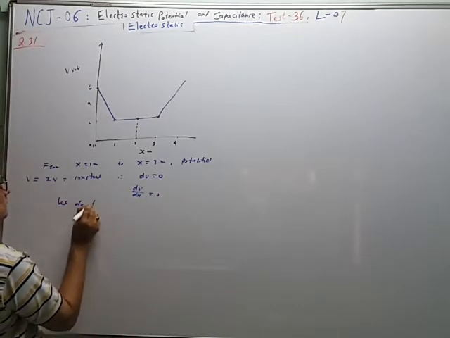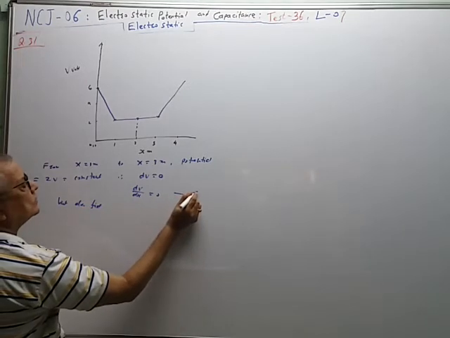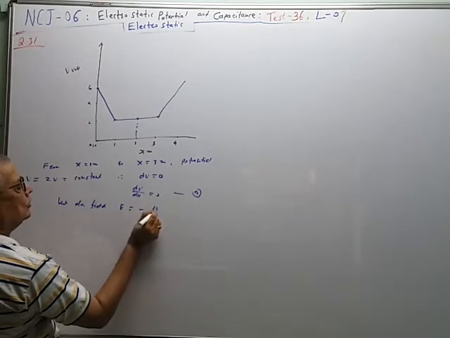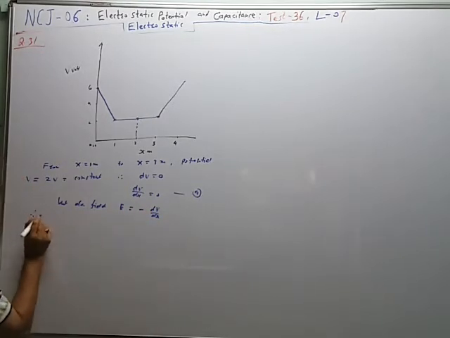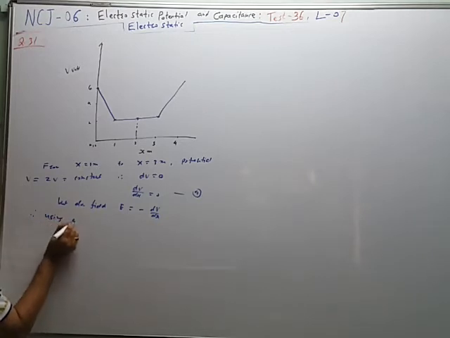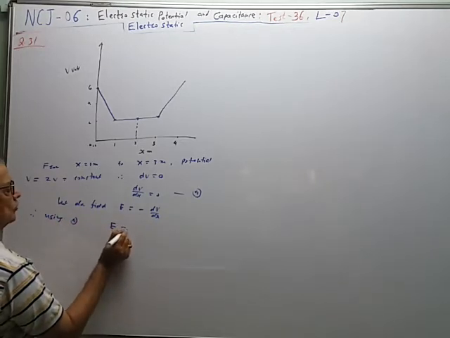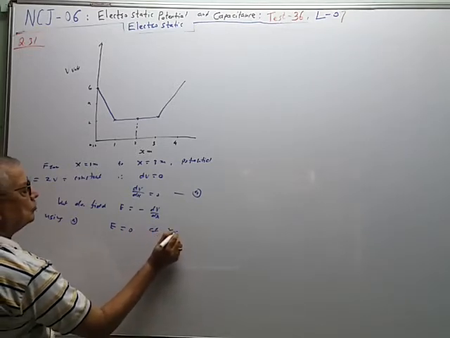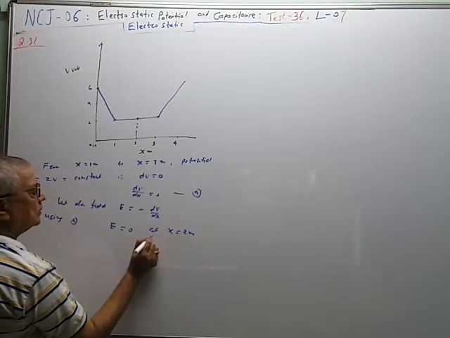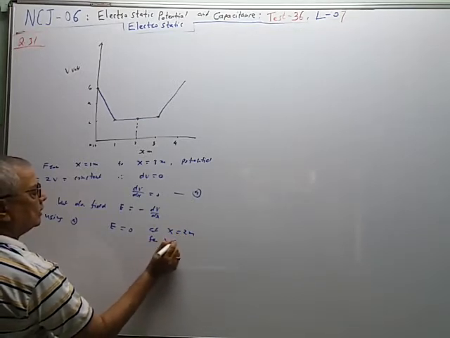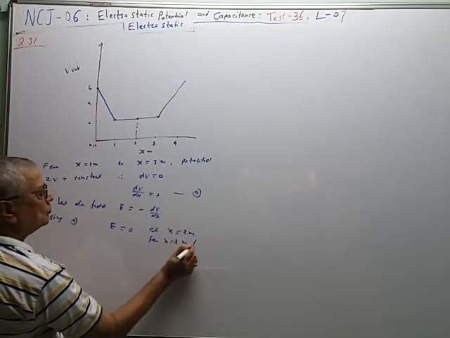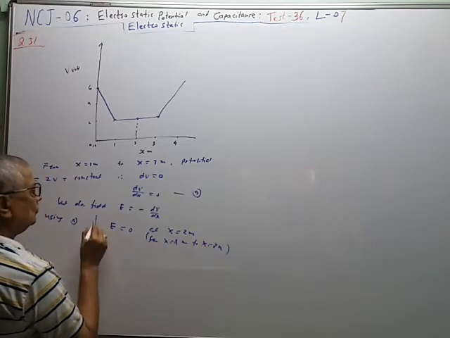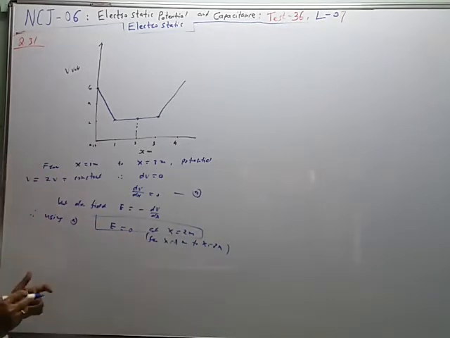But this is equation A. But electric field E is equal to minus dV by dx. Therefore, using A, E is equal to 0 at x is equal to 2 meter, from x is equal to 1 meter to x is equal to 3 meter. So this is the correct answer. E is equal to 0.